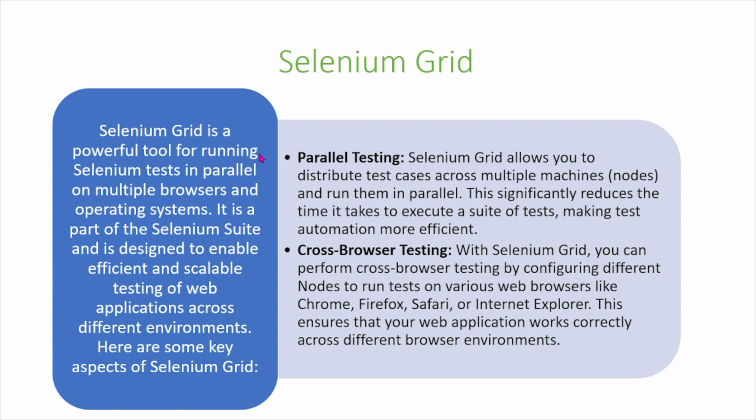The first is that it allows parallel testing. Selenium Grid allows you to distribute test cases across multiple machines, which we call nodes, and run them in parallel. This significantly reduces the time it takes to execute a suite of tests, making test automation more efficient.